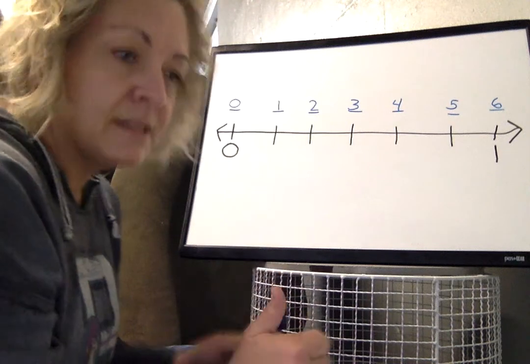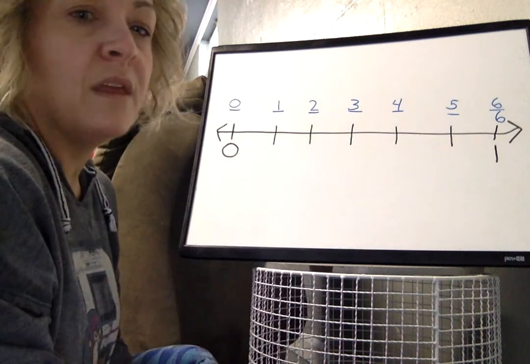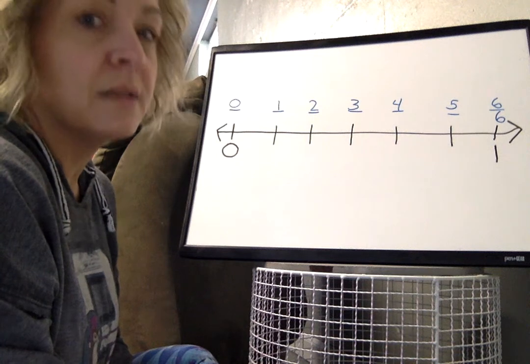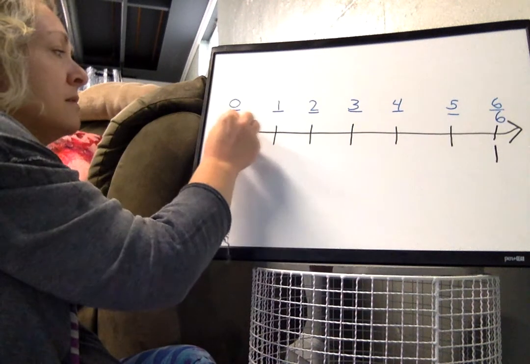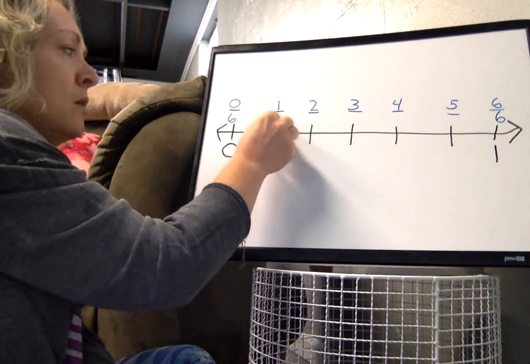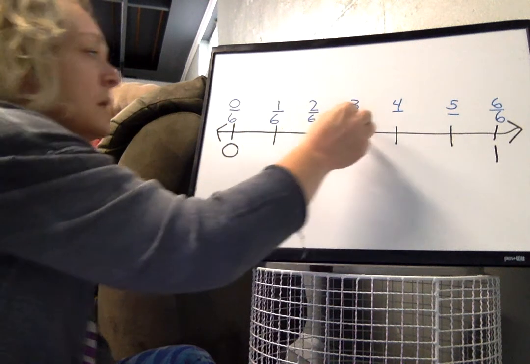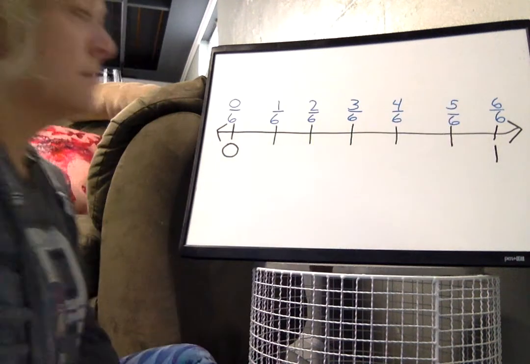Yes, you are right, 6. Because we want our numerator and denominator to be the same. So 6 over 6. That would mean all of these have to be 6. So let's count as I write. 0 over 6, 1 over 6, 2 over 6, 3 over 6, 4 over 6, 5 over 6.